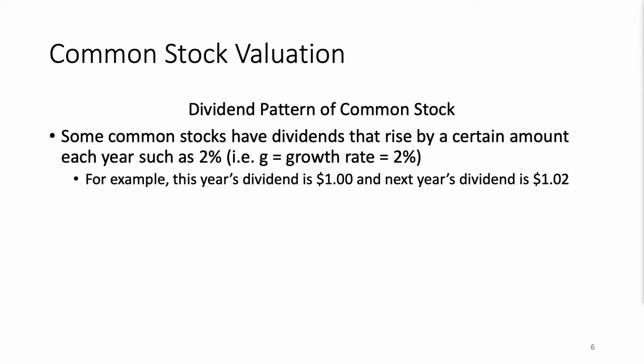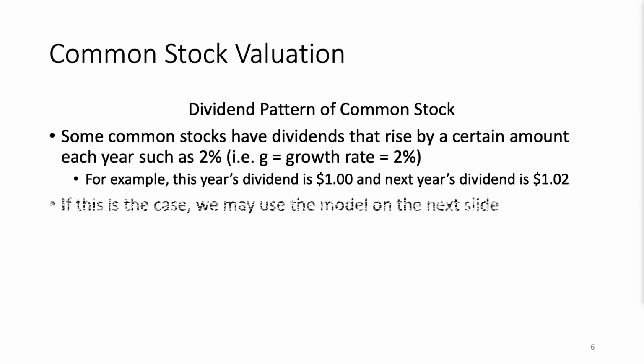So for example, if this year's dividend is $1, next year's is going to be $1 too. And we make a point of this because in the formula for the price of the stock this year, we don't need this year's dividend, we need next year's dividend. So if this is the case, we're going to use the model on the next slide. In other words, if we see a stock where historically the dividend goes up by the same percentage each year, or at least on average, like 2%, we can use that to value a stock.